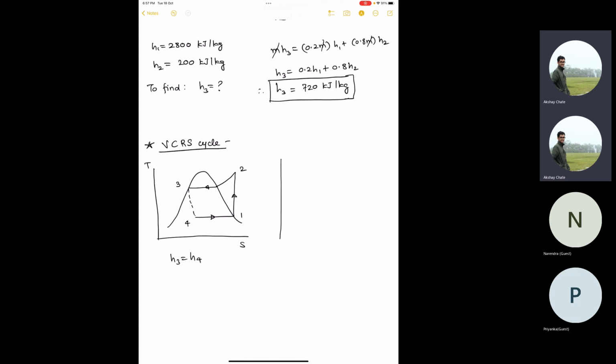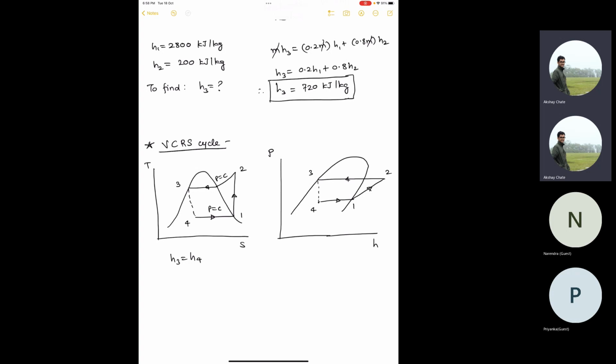Then there is the pH plot. The reason why the pH plot is used is, see, here you can see the 2 to 3 process is constant pressure, and 1 to 4 is constant pressure. So rather than plotting it on a y-axis of temperature, plot it on a y-axis of pressure. You'll get two horizontal lines, right? So that makes your life easy. That's it, nothing else. The dome slightly becomes tilted here, and the process will look like this. One, two, three, four. So these things you already know. There is nothing new here.